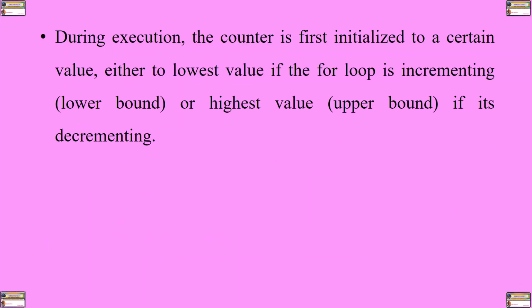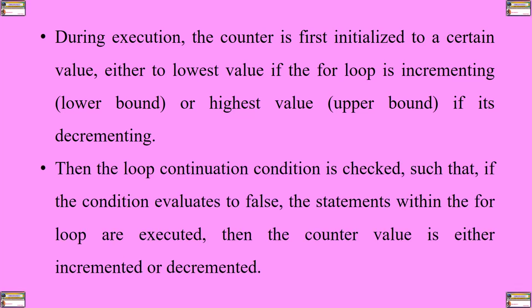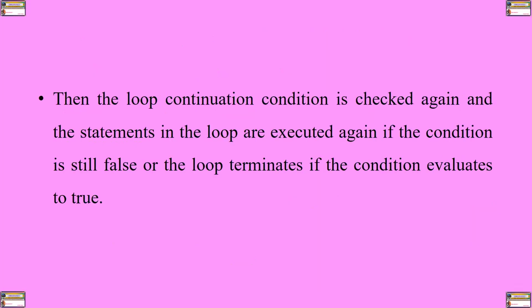So during execution, the counter is first initialized to a certain value: either the lowest value, that is the lower bound, if the for loop is incrementing, or the highest value, that is the upper bound, if the for loop is a decrementing for loop. Then the loop continuation condition is checked, such that if the condition evaluates to false, the statements within the for loop are executed, then the counter value is either incremented or decremented.